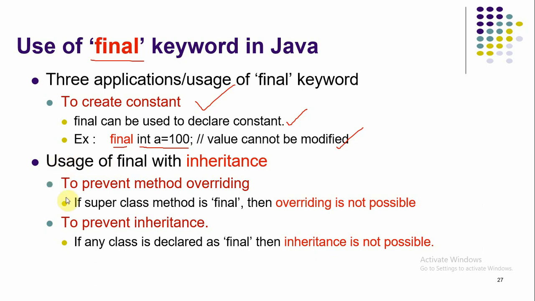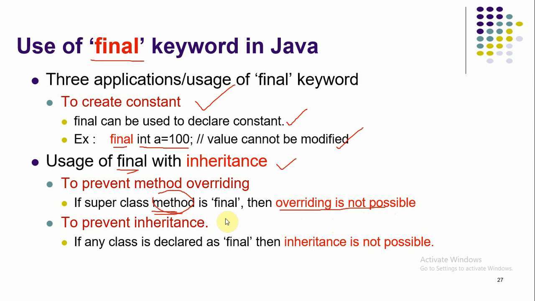Then next we have two more usages of the final keyword. One is with inheritance. Inheritance is where we create a superclass and a subclass, and we derive the data and functions to the subclass, right? And also we can use overriding in inheritance. So in inheritance, if you use the final keyword on a method, that method cannot be overridden. The overriding is not possible.